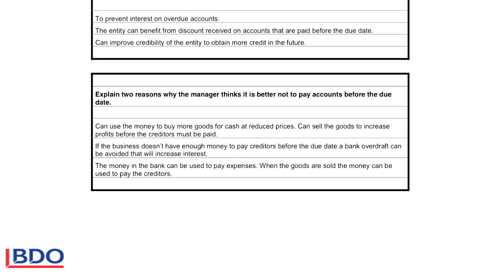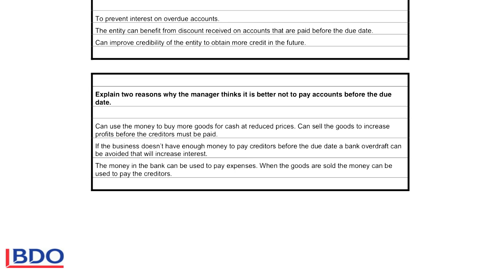Explain 2 reasons why the manager thinks it's better not to pay accounts before the due date. The first one, he feels that he can use the money to buy more goods for cash at reduced prices from someone else. Then he can sell these goods to increase his profits before he has to pay the creditors. So if he has 60 days to pay, he doesn't want to pay before the time. He wants to use this money in these 60 days to buy and sell so that he can make bigger profits.